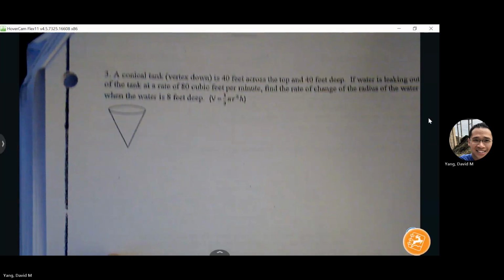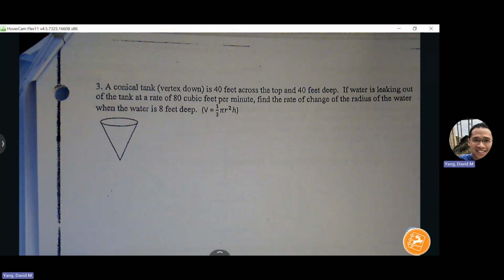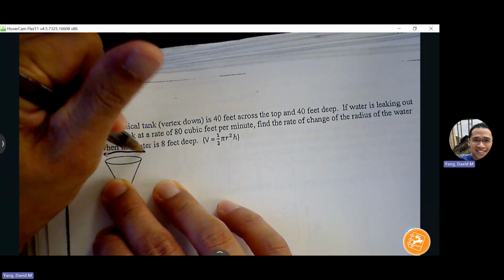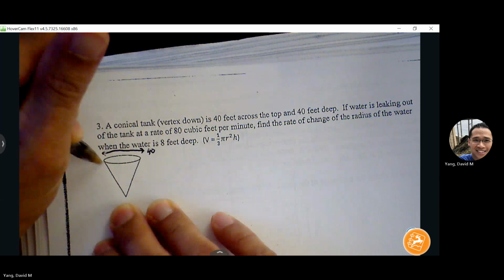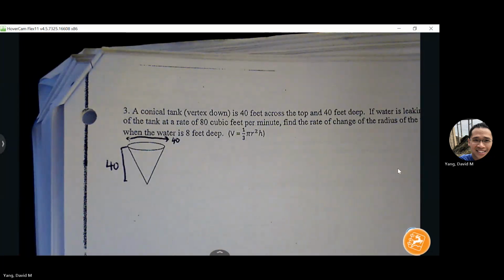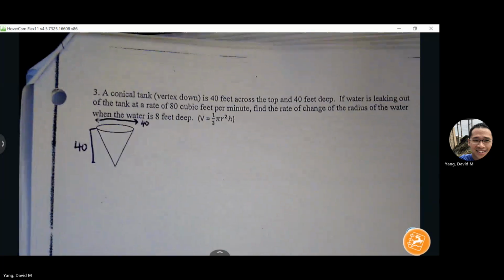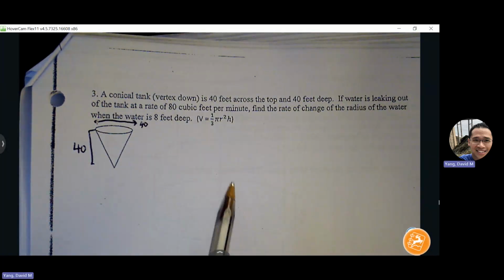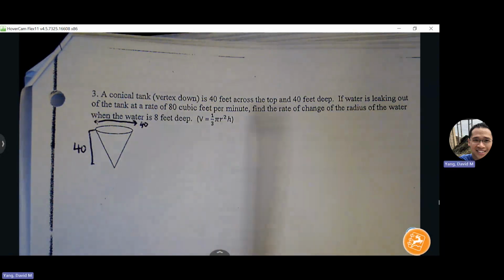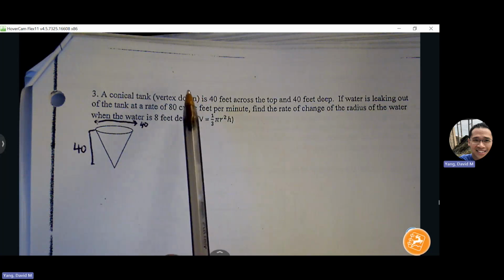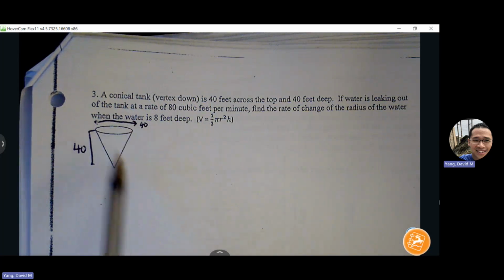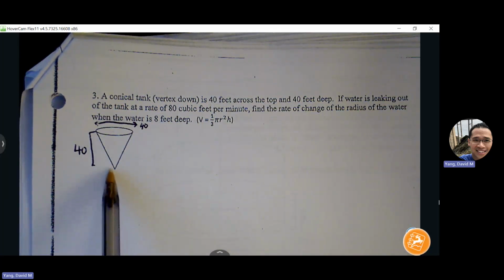Vertex down, 40 feet across and 40 feet deep. So identify those dimensions there. Like the water's like where it's pulling. So water is getting poured into the container. Imagine this as like a cup, and it's getting drained out of the bottom.